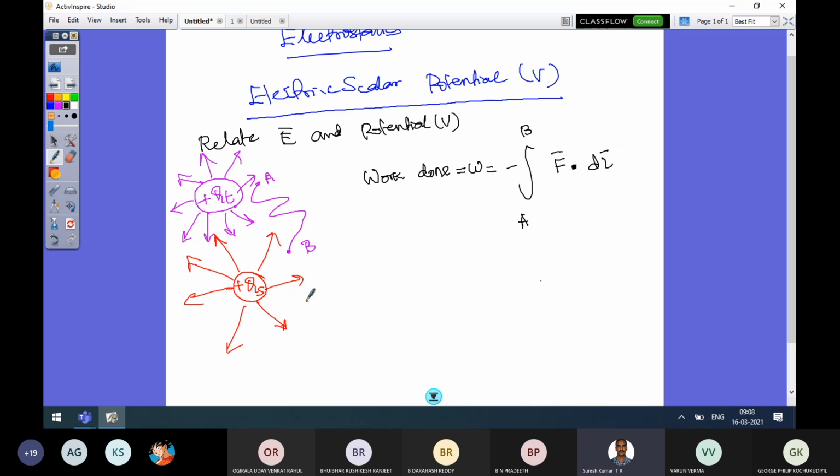If you don't understand this example, think of it like the earth and a building. Let us say this is the first floor, this is the second floor, this is the third floor.